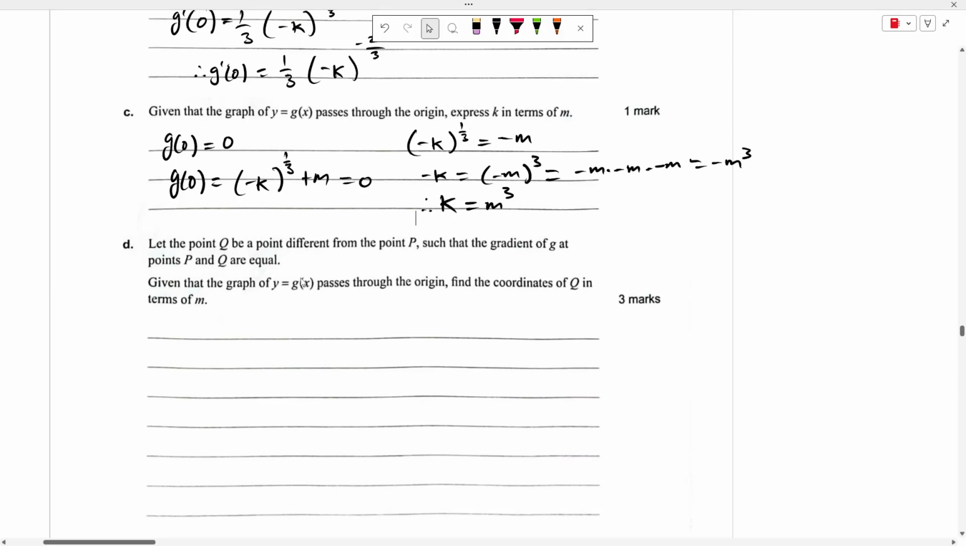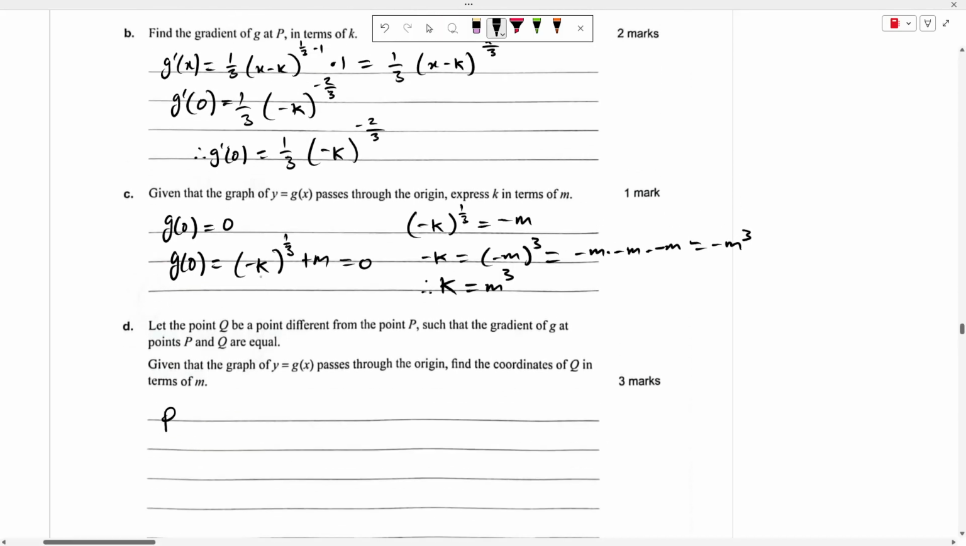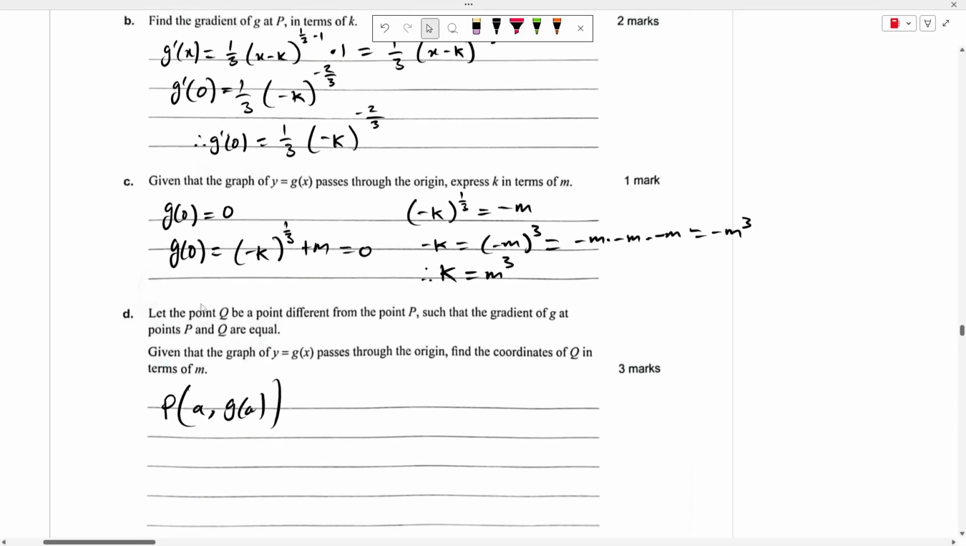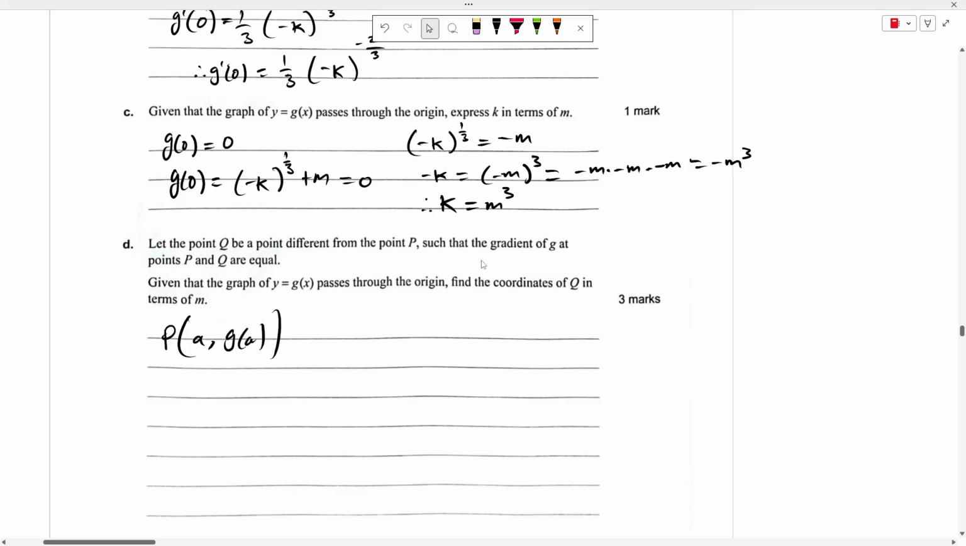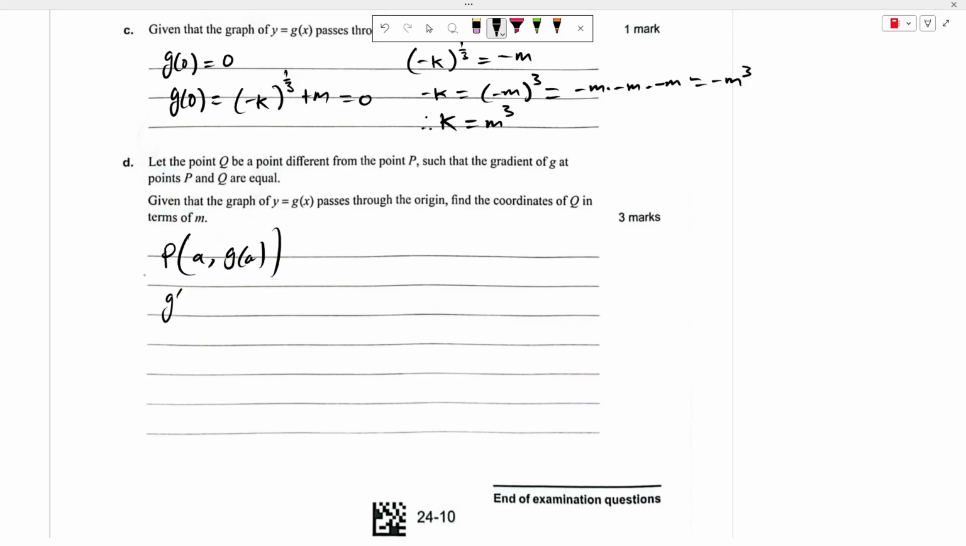Let the point Q be a different point from the point P. Okay, so P is a different point from Q. So let's say P has coordinates A, comma g of A. We don't know A yet, but we can try to find it later on. Such that the gradient of g at points P and Q are equal. Okay, so g dash at the x coordinate of P is 0. So the gradient at 0 has to be the same as the gradient at Q, and Q has an x coordinate of A. So g dash of 0 has to equal g dash of A.